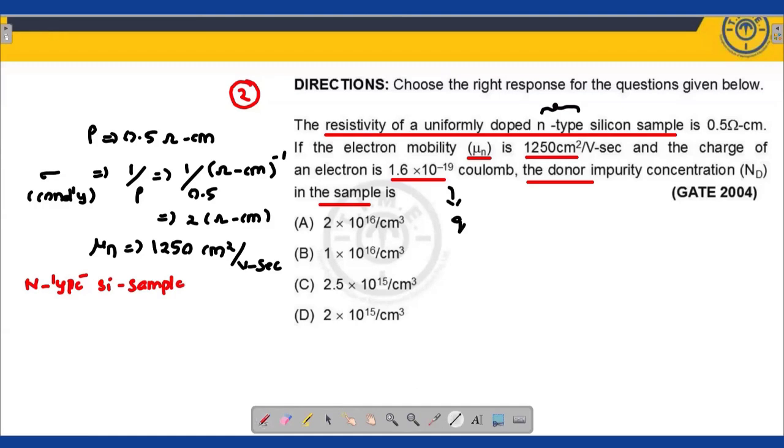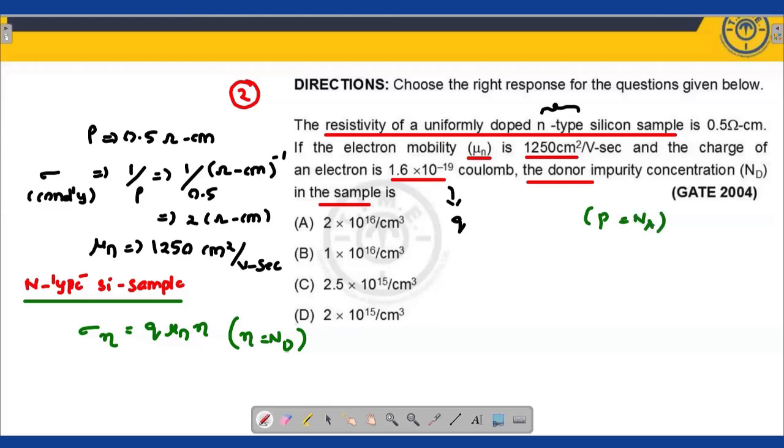So for this N-type silicon sample, very important is the formula for the conductivity. The conductivity in N-type is equal to Q into mu N into small n. But in N-type semiconductor, n is equal to Nd, and in P-type semiconductor, p is equal to Na.